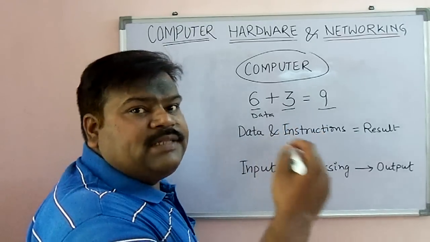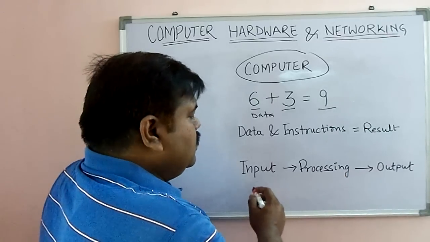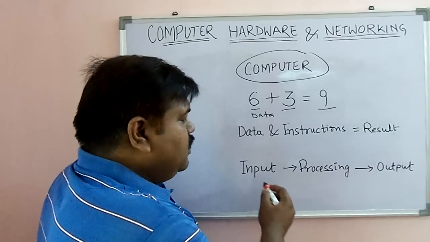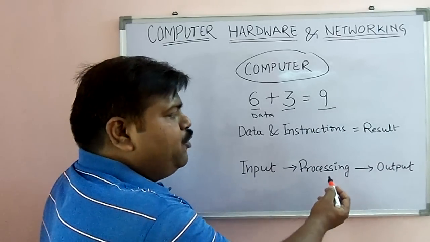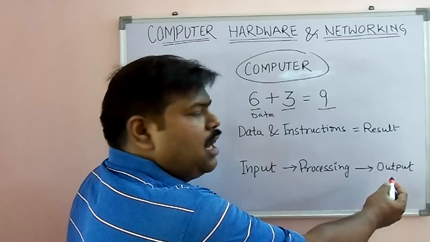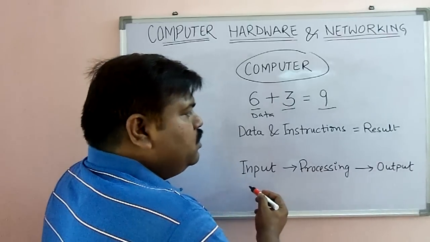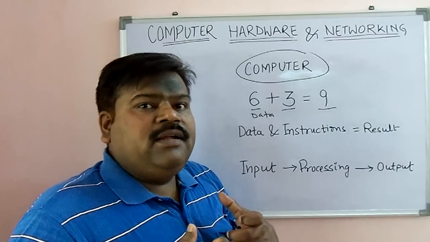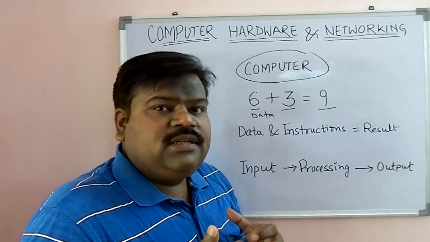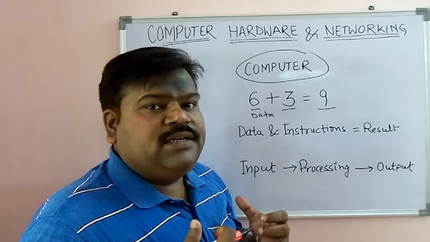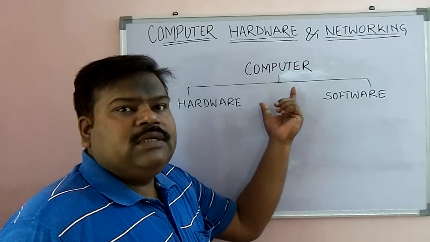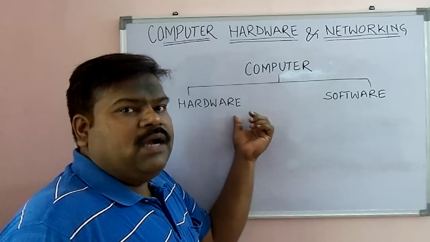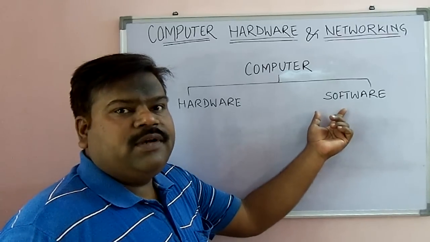So in this entire cycle, what happens is IPO. We provide input, the computer processes it, and gives us output. So a computer is an electronic device which processes data according to the given instructions and gives us the desired result. A computer is classified into two sections. One is hardware and the other is software.